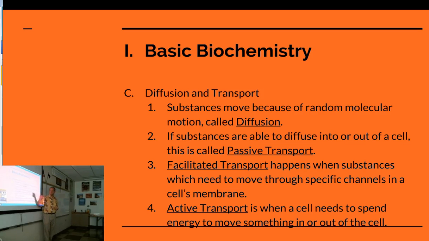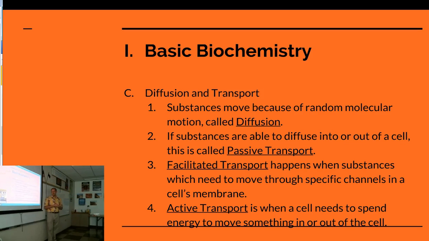One is called facilitated transport, and this is when it has to move through specific channels in the cell's membrane. So the cell membrane would have a particular door that a molecule fits through. And that molecule can only come or go through the cell if it goes through that door. Okay, so it's a special portal in the cell that the thing can come in and out of.